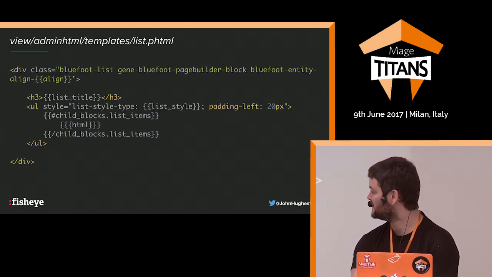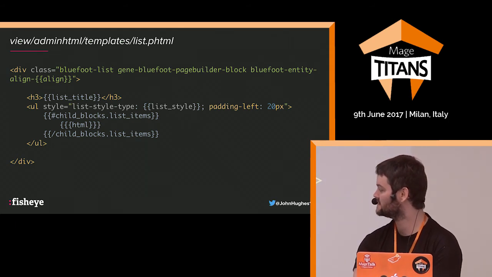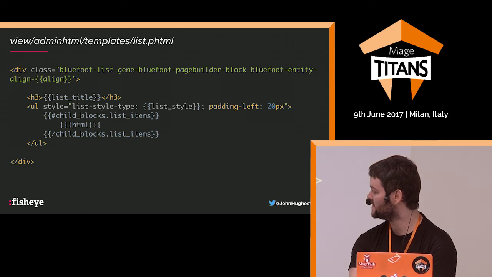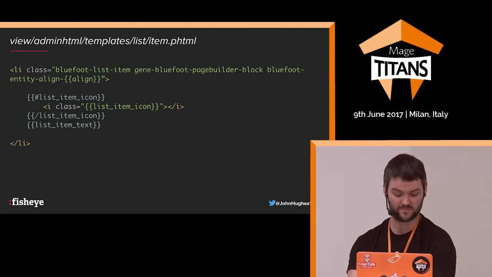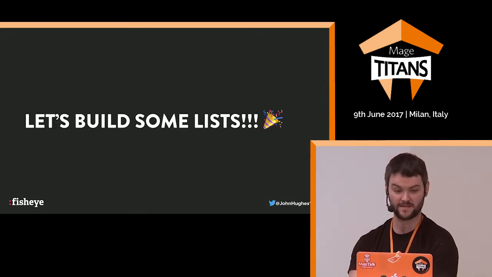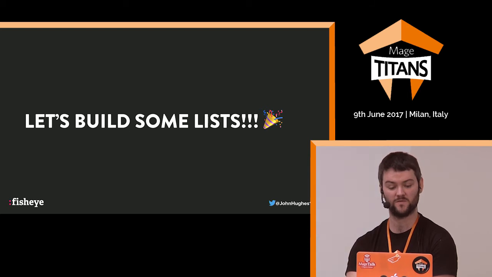Finally, we've got our admin templates. Here are some examples of the mustache.js templating, and there's markup there for looping through the child elements too. And this is our list item template. It's pretty simple. Okay, and that's it. That's all you need to create a simple new page builder block.